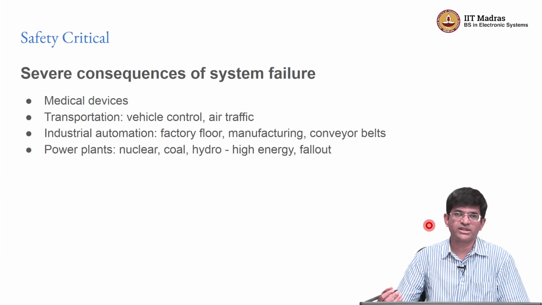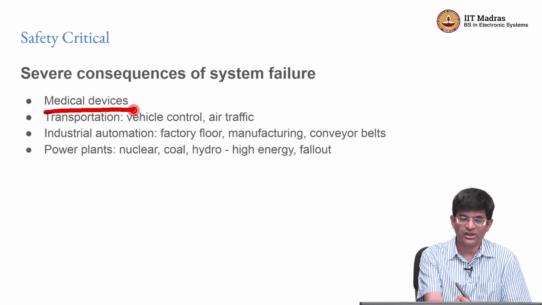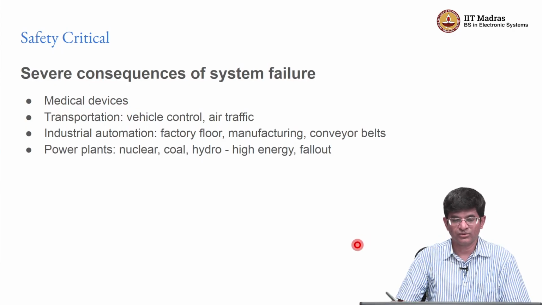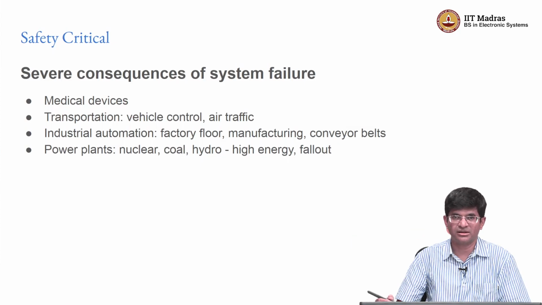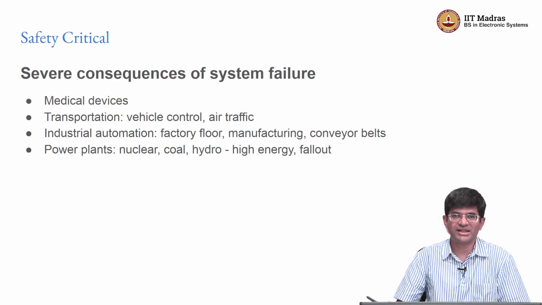So in general we use the term safety critical when you have severe consequences of system failure, right? The most obvious ones that you can think of would be medical devices. Now when we say medical devices, these could be of multiple types. One would be something like a blood pressure monitor, or maybe the PPG meter used to measure blood oxygen saturation levels. Those are important because the measurements that they give you are going to play an important role in the treatment of the person, but they are probably not directly critical to the safety of the person.